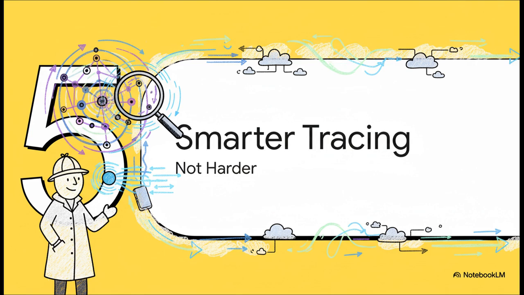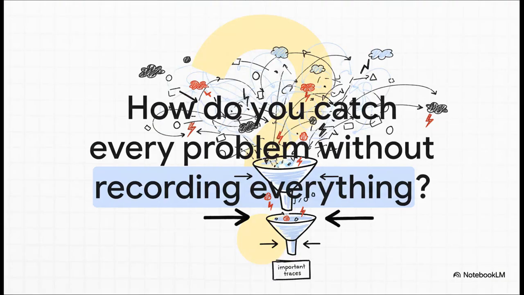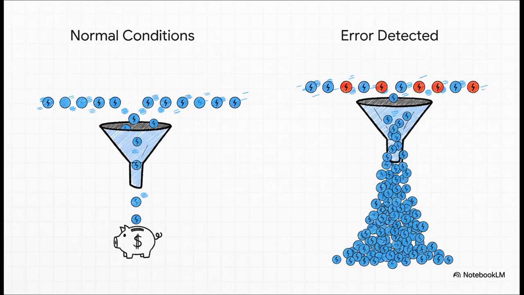This is where X-Ray's intelligence really shines, with a feature that helps you trace smarter, not just harder. Here's the thing, right? Tracing every single request can get pretty expensive, and it generates a ton of noise. So how do you balance that need for complete visibility with the cost of collecting all that data? How do you make sure you catch the critical stuff without breaking the bank? The solution is something called adaptive sampling.